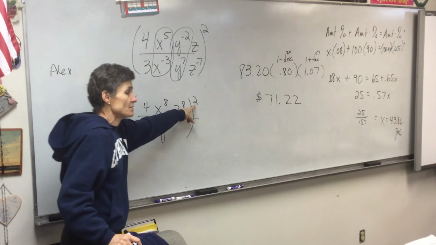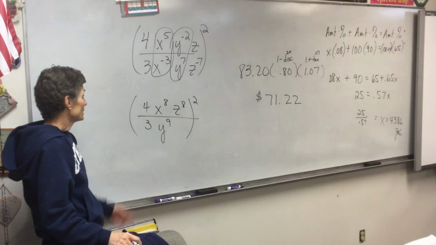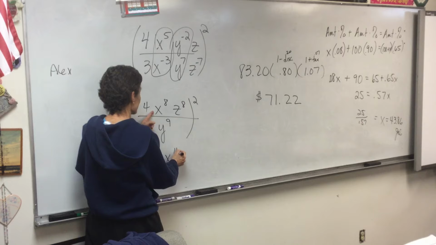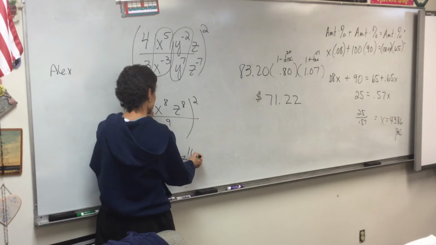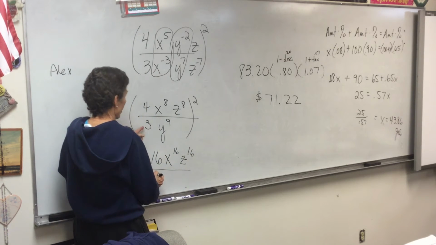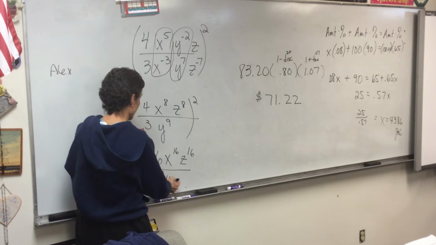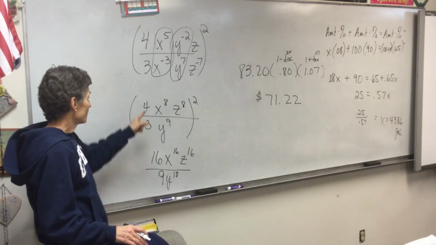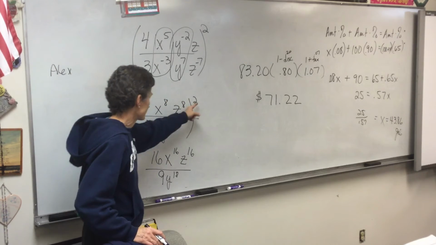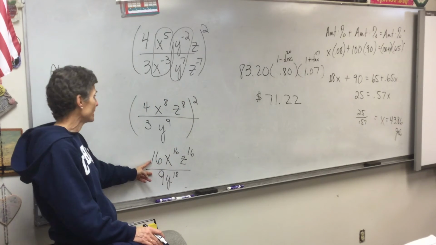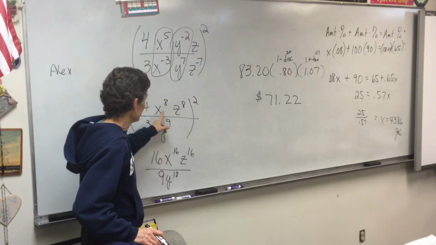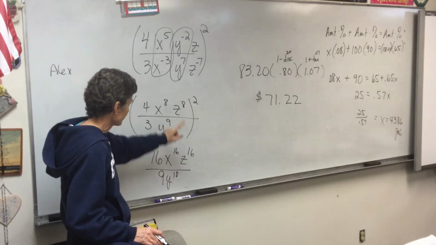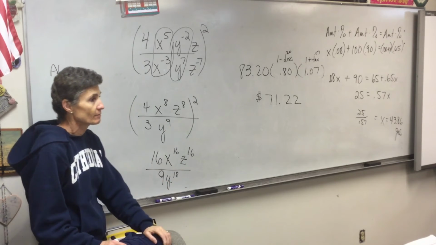So now we're ready to square. So that's 16 x to the 16th, z to the 16th, over 9 y to the 18th. 4 squared, 3 squared, that's 16 and 9. And then you are doubling x to the 8th, so you have x to the 16th, z to the 16th, y to the 18th.